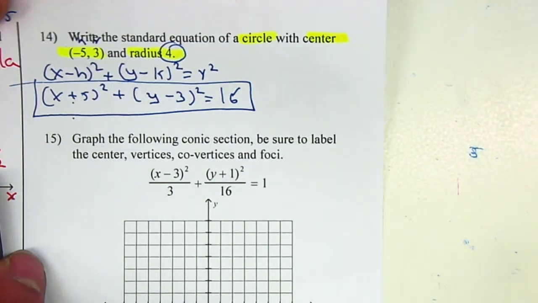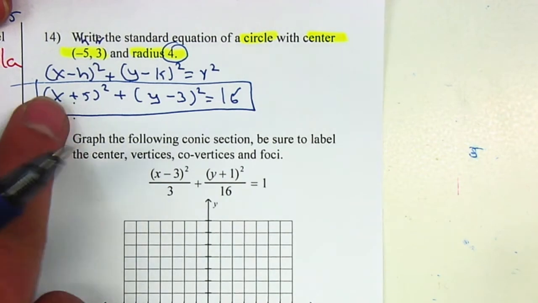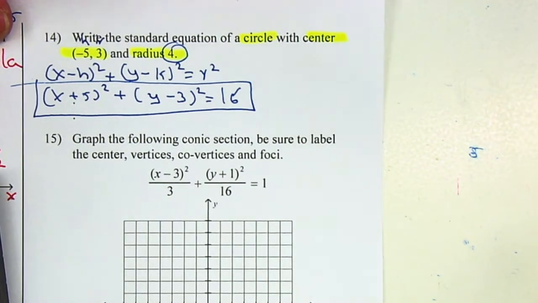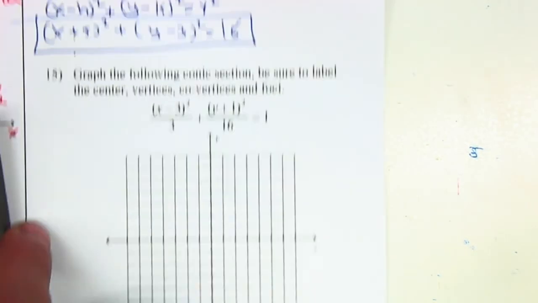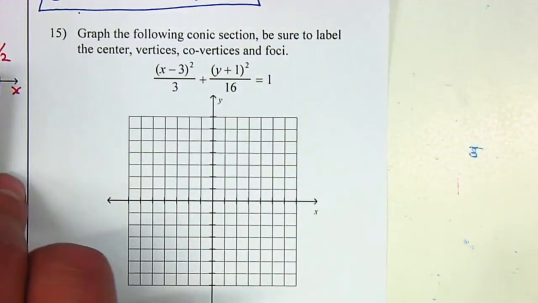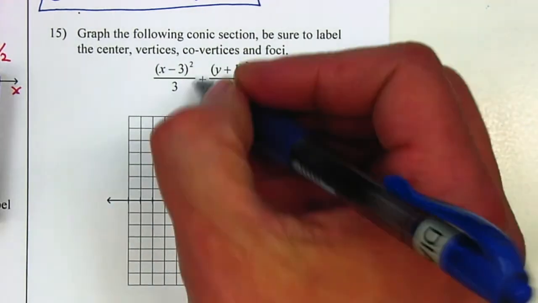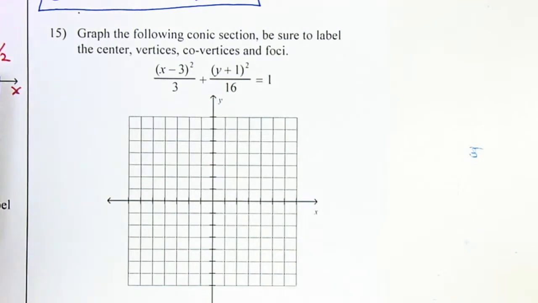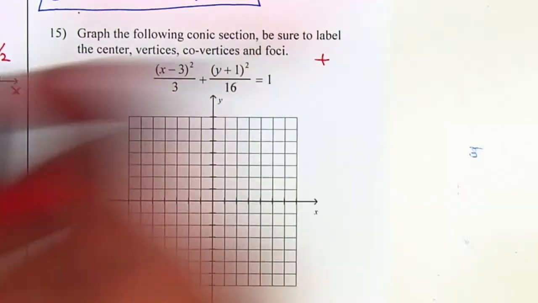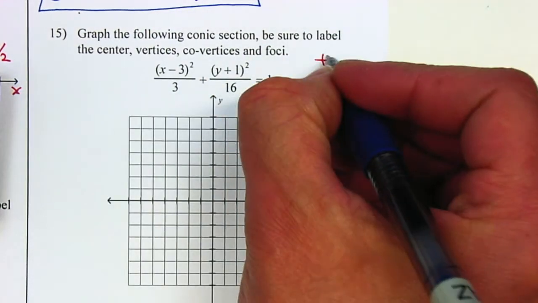Problem number 15. Notice that 14 was easy, right? Just plug it in, and that's it. Those will be just almost 3 points. Number 15. There's a plus in between. If there's a plus in between, remember, it's going to be an ellipse.